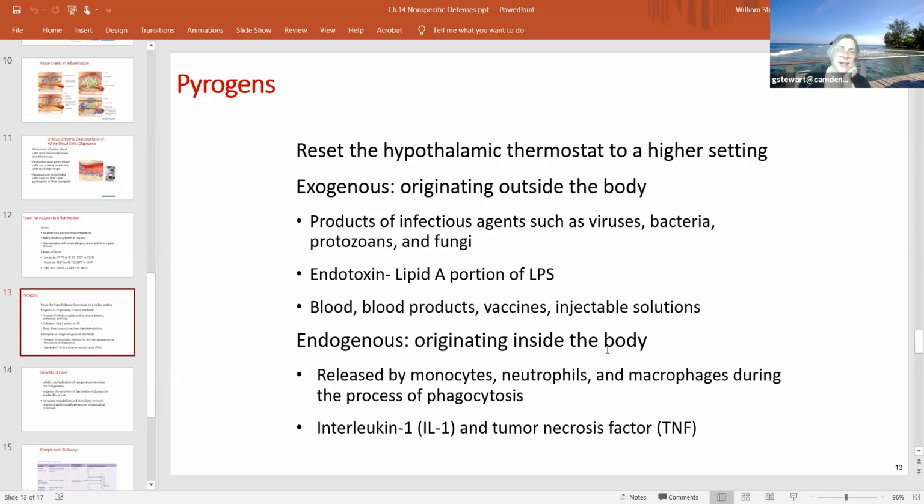Endogenous, or originating from inside the body: some of these cells that were just called in for inflammation, some of the cytokines that they produce, some of the factors they produce can be a pyrogen, and they can instigate a resetting of the hypothalamus, particularly a couple listed here, interleukin-1 and tumor necrosis factor.